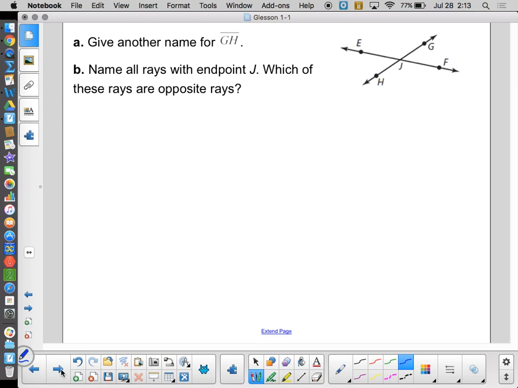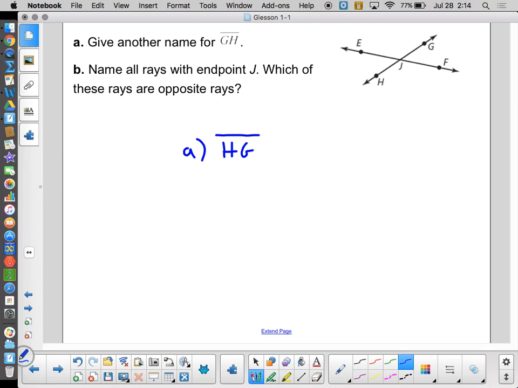Give another name for GH. When we see the symbol there, it's a bar, no arrows, so that means it's a segment. So segment GH, another name for that would be segment HG. That's the only other name we have.